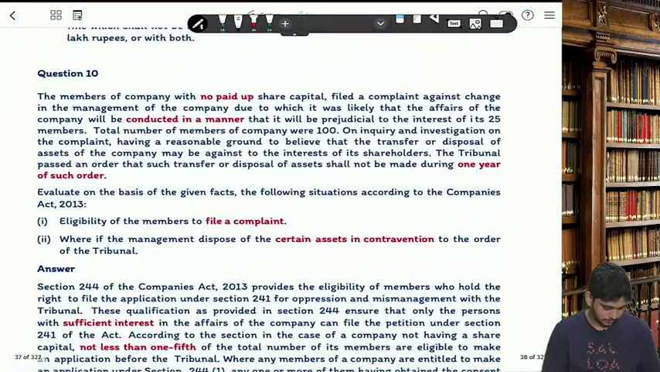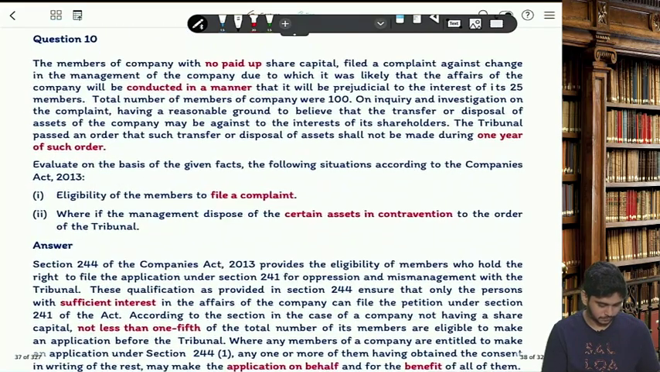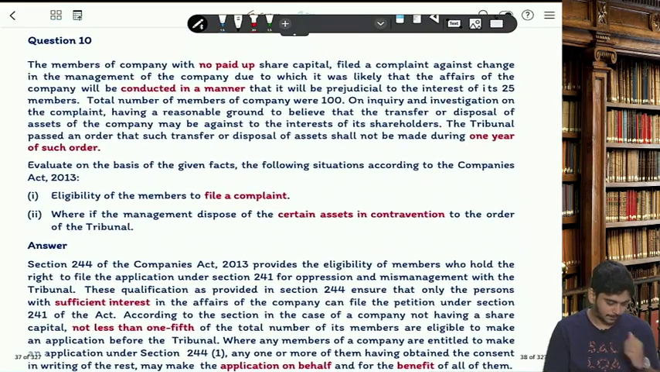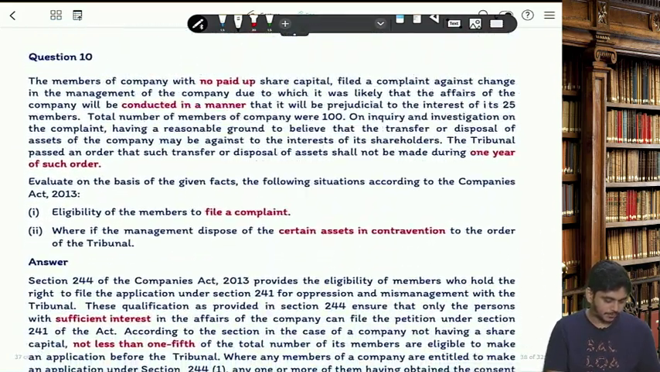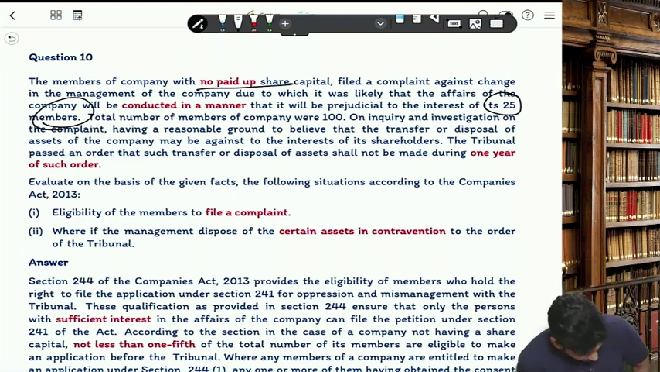Ten. The members of a company with no paid up share, that means guarantee company, filed a complaint against the change in the management of the company, due to which it was likely that the affairs of the company will be conducted in a manner which will be prejudicial to the interest of its 25 members. Okay. The total number of members were 100.